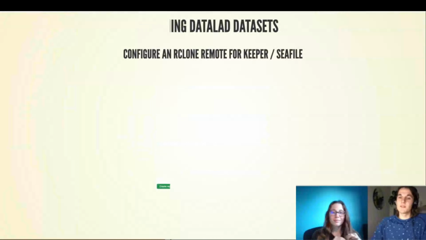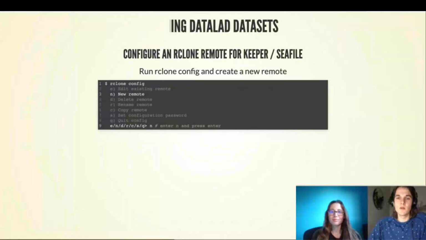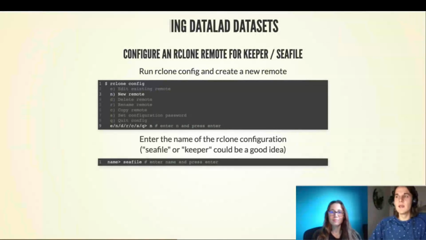All right, so first I'm gonna configure this rclone remote to use with DataLad and Seafile. So if I type rclone config in my terminal, I can select to configure a new remote by pressing N. Then I give this rclone configuration a name, and since you're configuring a Seafile remote, it's a good idea to name it Seafile or Keeper if you want. So I chose Seafile in this case.